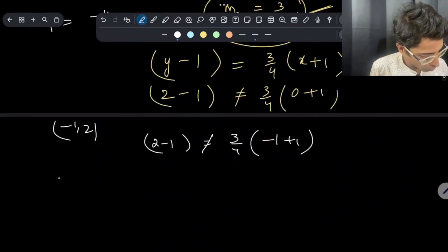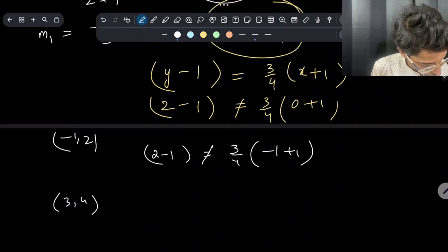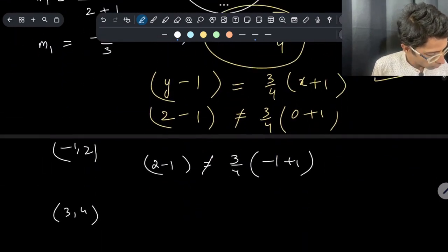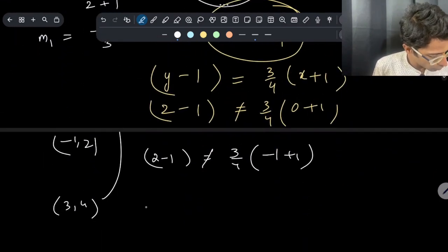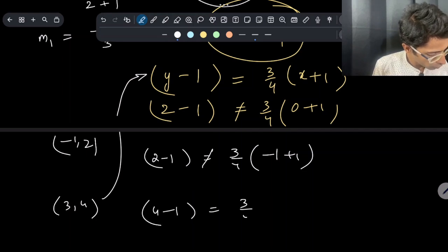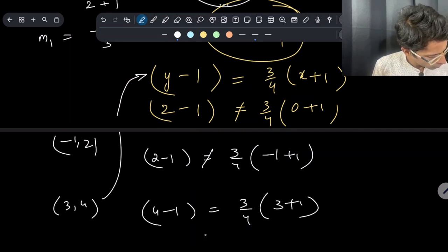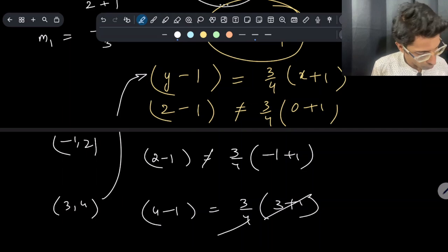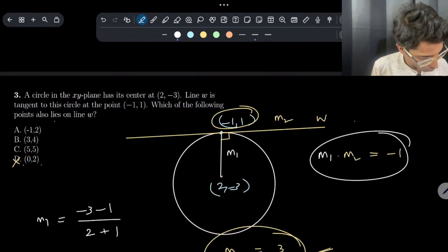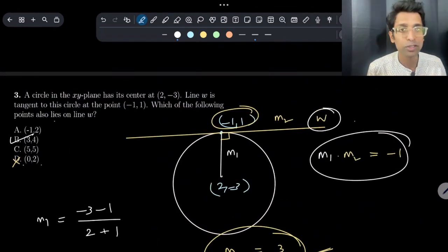Next, I will check 3 comma 4. Let me be careful here, 3 comma 4. So let me substitute 3 comma 4 in this equation. 4 minus 1 is equal to 3 by 4 into 3 plus 1. Yes, I think now we have a match. So this is the point. 3 comma 4 lies on this line W.